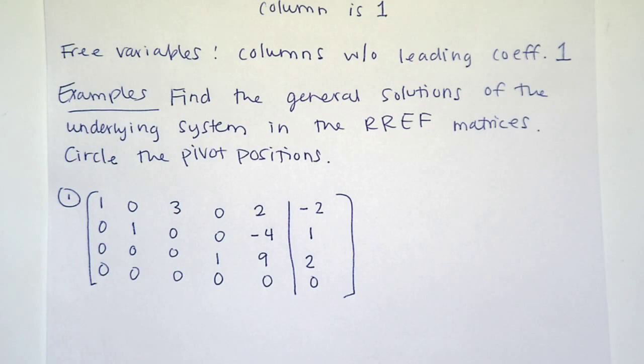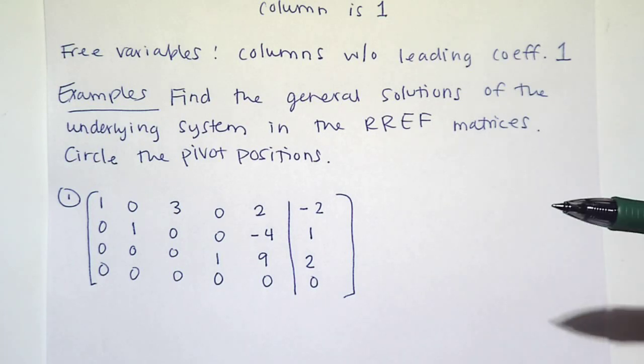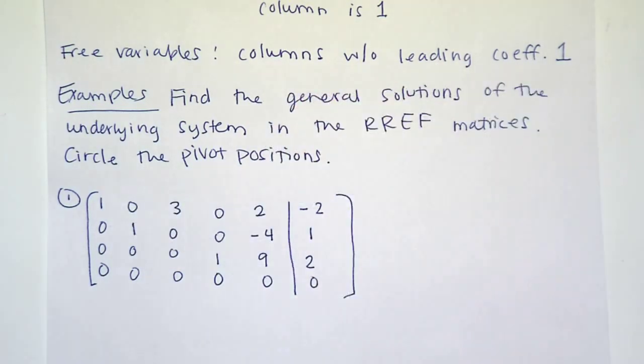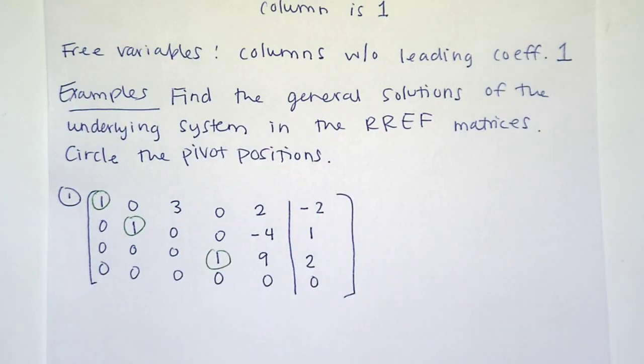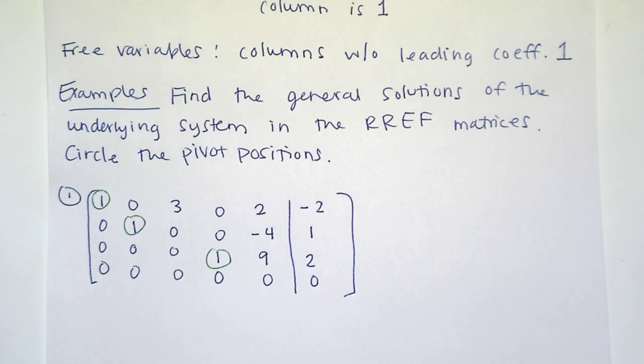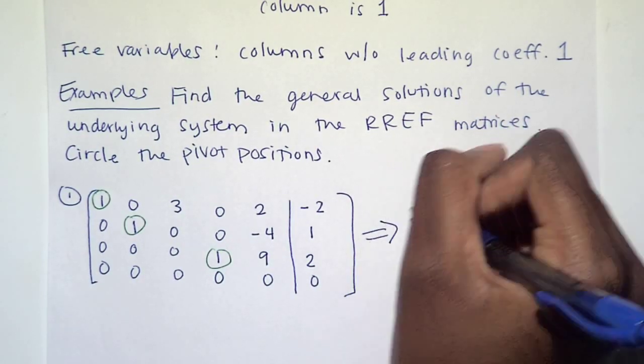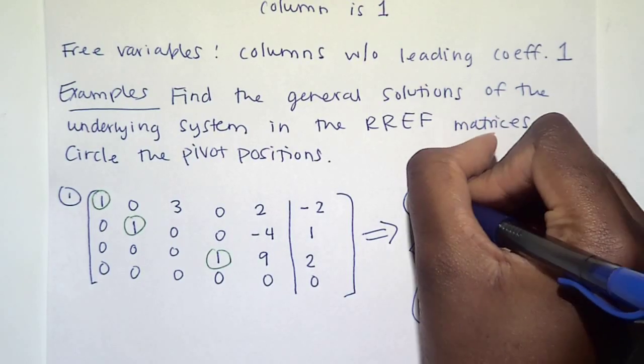Okay, let's go ahead and circle the pivot positions first. I think that will help us. So we have a pivot position if we have a 1 with zeros above and below it. So in this system, we only have 3 pivot positions. So that should tell us how many free variables we're going to have. 1 and 2. So x3 and x5 are going to be free. Okay. All right, so let's go ahead and write out our solution.